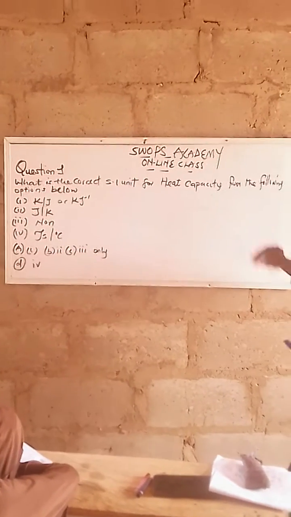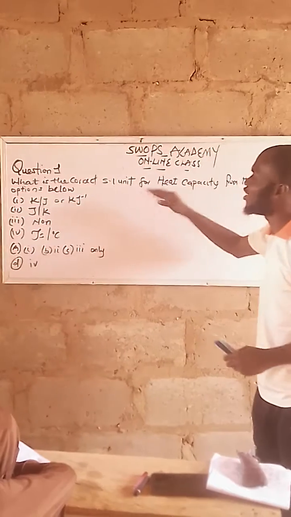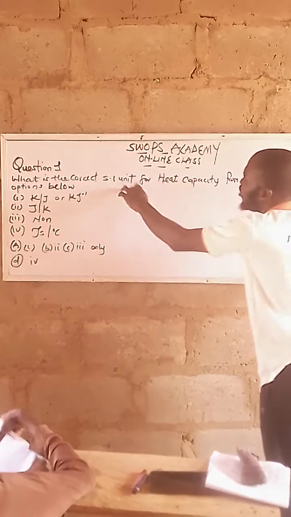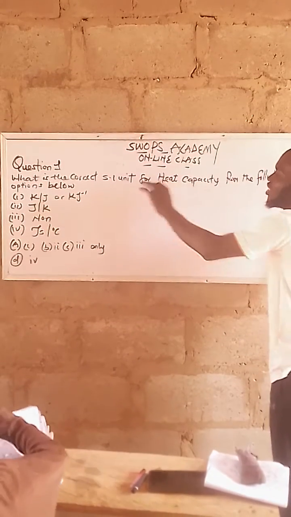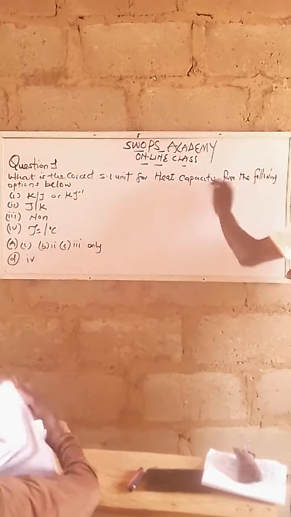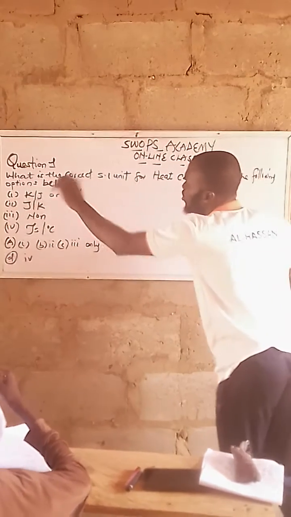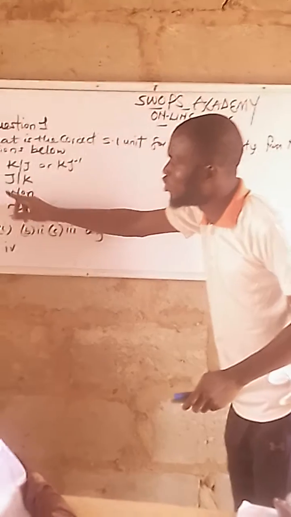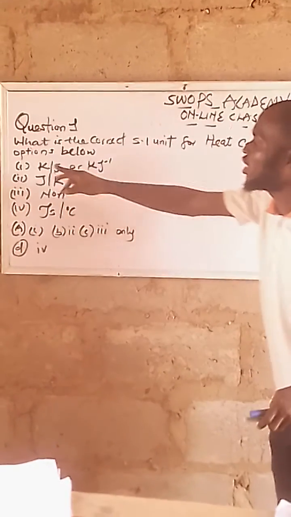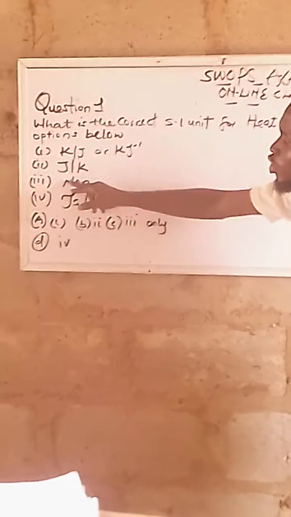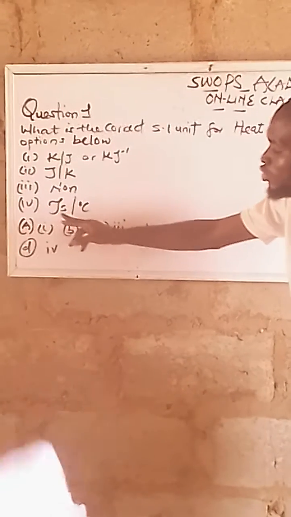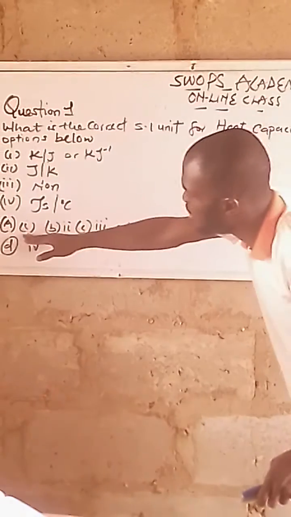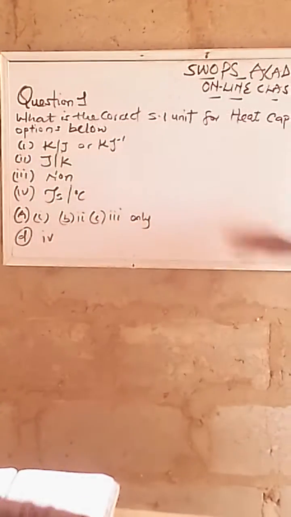Now this question, let's read. What is the correct SI unit for heat capacity? SI means System International Units. From the following options: 1 is Kelvin per Joule, 2 is Joule per Kelvin, 3 is none, and 4 is Joule seconds per degree Celsius. We have to pick from these options.